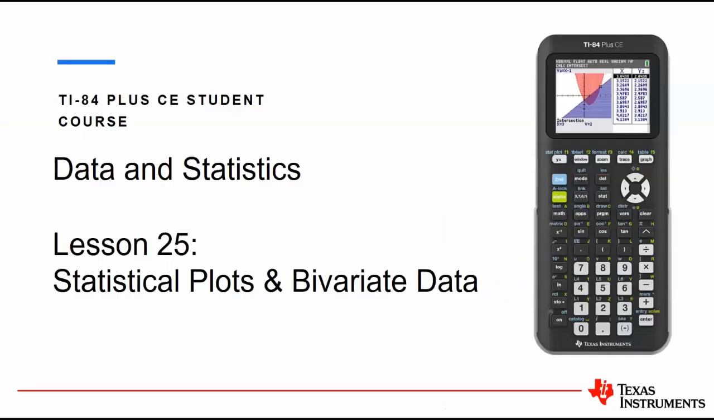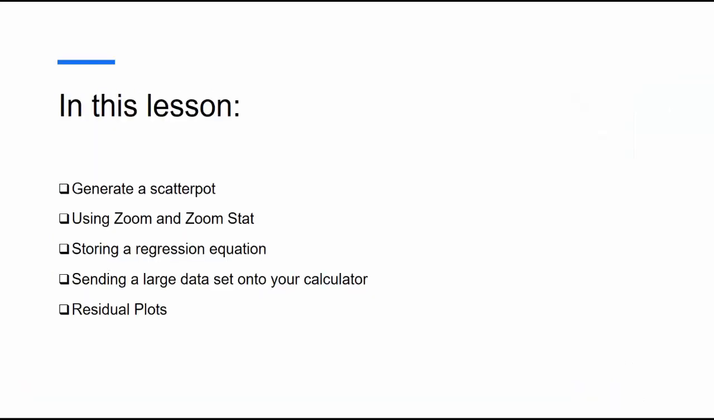In this video we are focusing on data and statistics, and in particular statistical plots and bivariate data. Some of the key things we are going to look at are how to generate a scatter plot, using the zoom and zoom stat functionality to see the graph clearer, storing a regression equation, sending large data sets from other sources to your calculator, and residual plots.